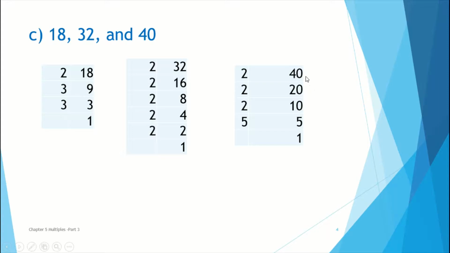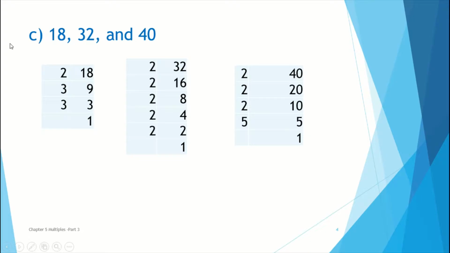Again 20 is an even number, it can be divided by 2. So 20 divided by 2 will give you quotient as 10. Again 10 is an even number, can be divided by 2. So 10 divided by 2 will give you quotient as 5, which you will write just below 10. Now 5 is a prime number, it can be divided by itself. So 5 divided by 5 will give you quotient as 1.